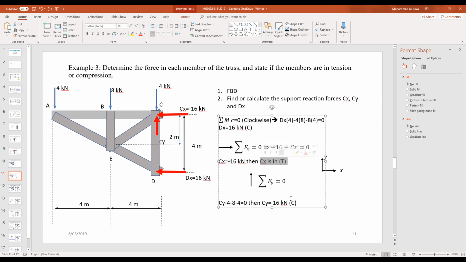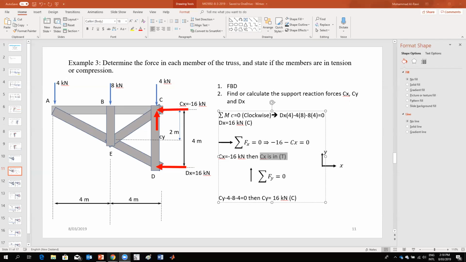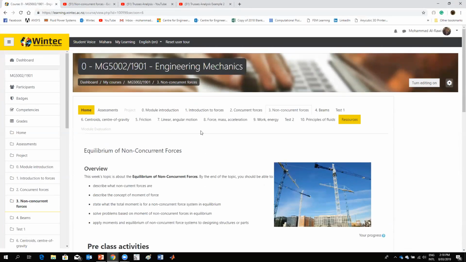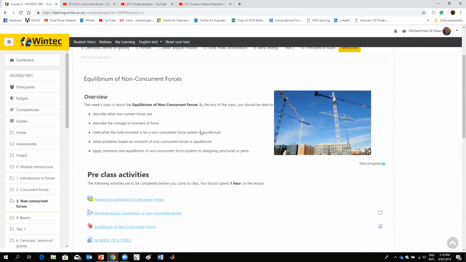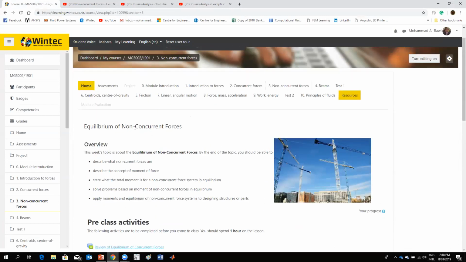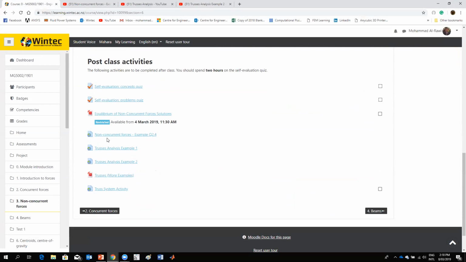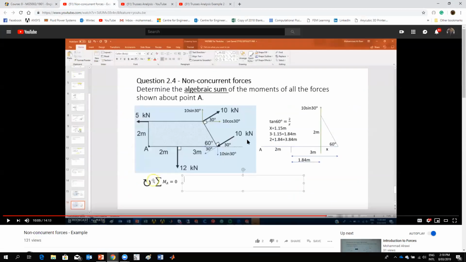By the way, guys, if you can just pay attention here, I will show you some very good things. This topic is very, very important. I'll share my screen at the moment with you. So we're going to the Moodle course. I don't know how many of you have seen this. The topic, equilibrium of non-concurrent forces. And then if you see post-class activities, I have done these examples last year. So truss analysis of example 1 and 2, and then truss system activities. So these are YouTube videos.